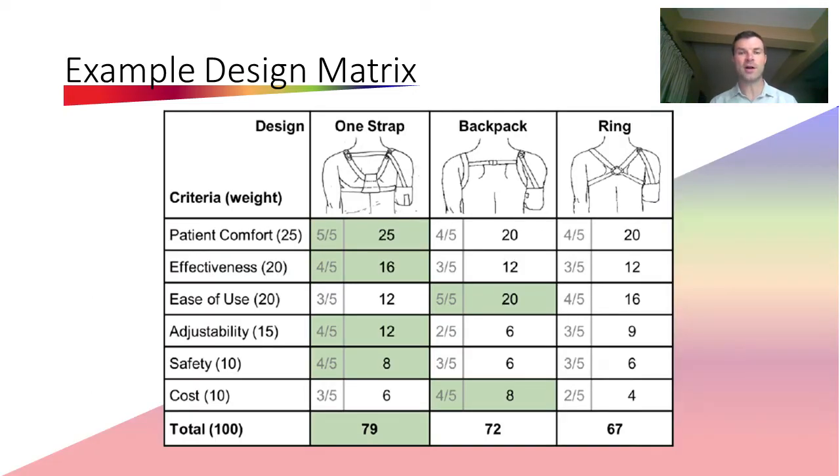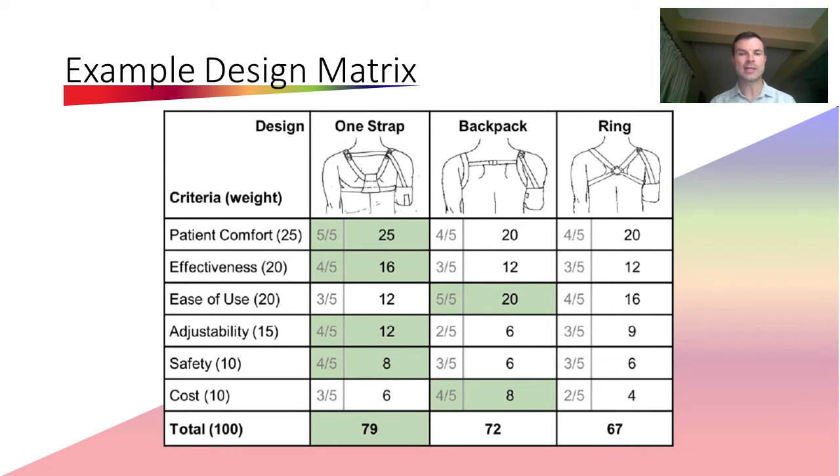So here's an example of a design matrix. And in this example, a team of design students is trying to select which one of three designs they want to pursue for their design project. They've named their three different designs. One is called the one strap design, one is called the backpack design, and one is called the ring design. And in order to figure out which design to pursue, they are using a design matrix.